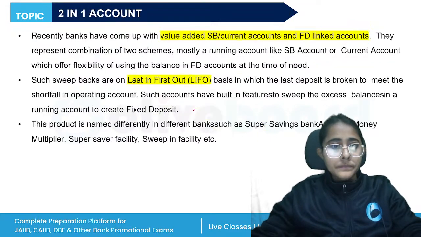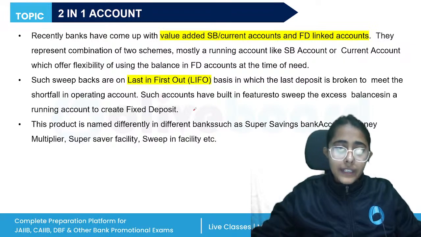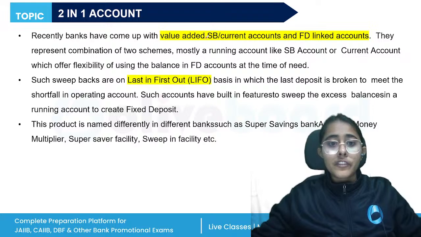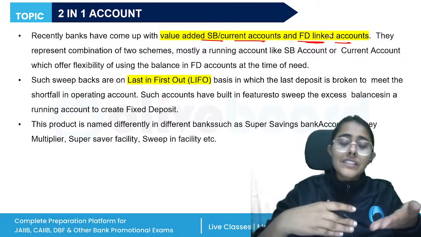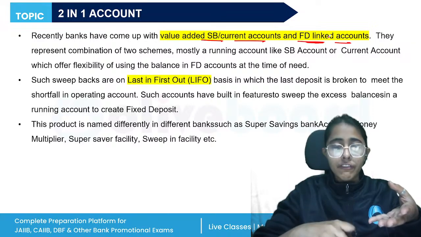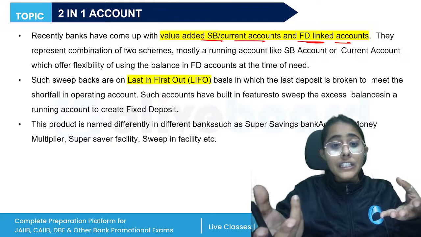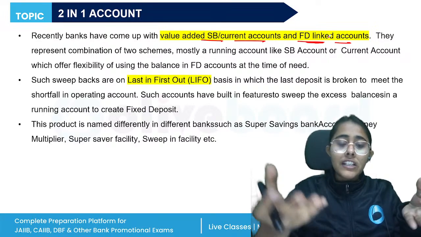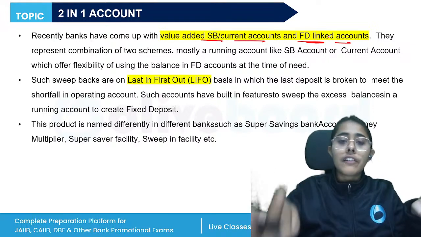Then we have the two-in-one account. This is a new type of account. It is a value-added facility that is provided by the banks now. So the banks recently have come up with the value-added savings bank or current deposit and the fixed deposit linked account. So what is happening here? The savings deposit is used for making the regular payments. If, let's say, we do not have sufficient funds in our savings bank deposit to make a payment, what will happen? We can use the sweep in facility, and we can transfer some amount from the fixed deposit.